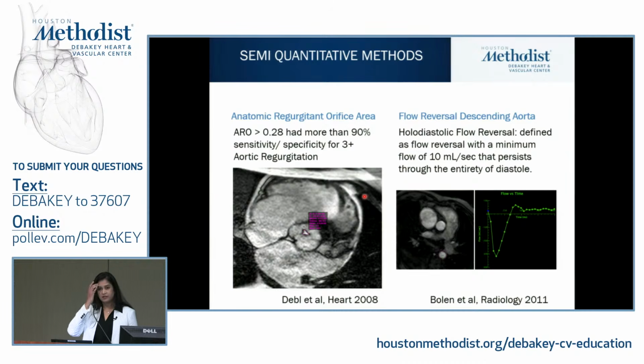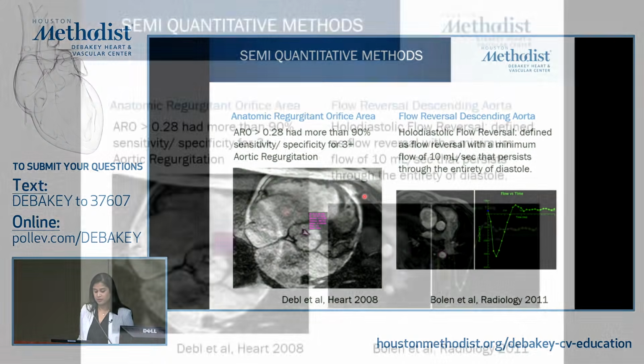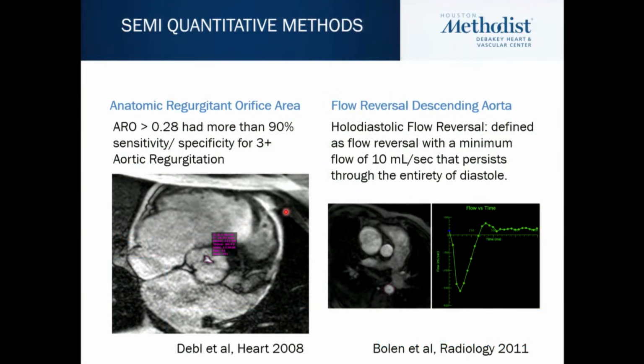One is the anatomic regurgitant orifice area. And in this particular study, an ARO more than 0.28 had more than 90% sensitivity or specificity for a significant, more than grade 3 aortic regurgitation. And in our patient, we had an ARO of 0.3, and I was being conservative with the measurement that we got here. And then we also look at the flow reversal in the descending aorta, similar to what we see on echocardiogram. Any holodiastolic flow reversal with a minimum flow of 10 ml per second that persists throughout the entirety of diastole is considered significant, which our patient had.